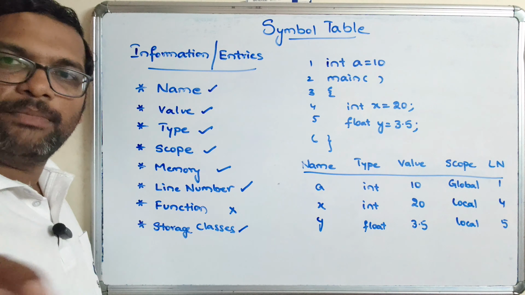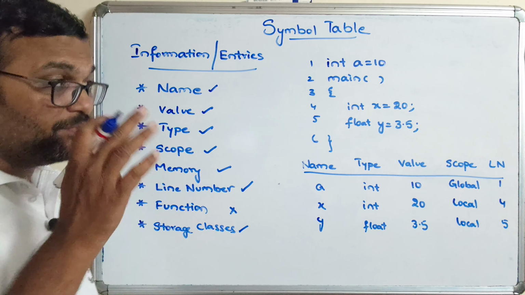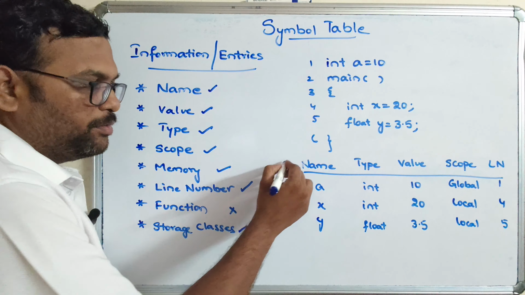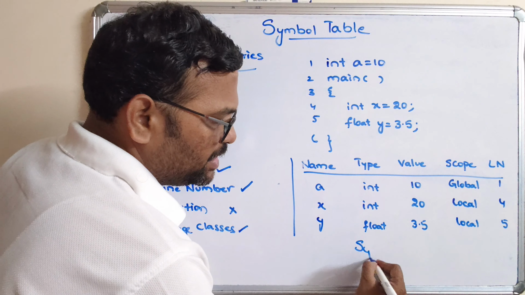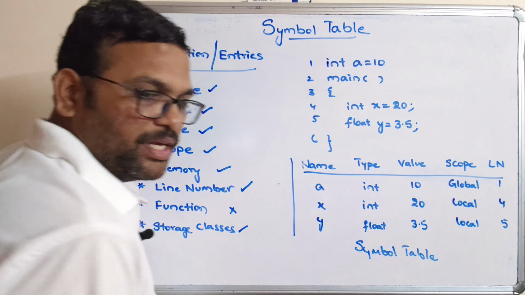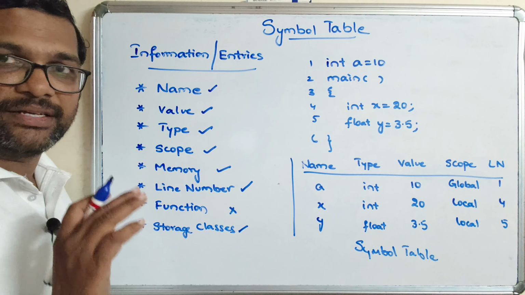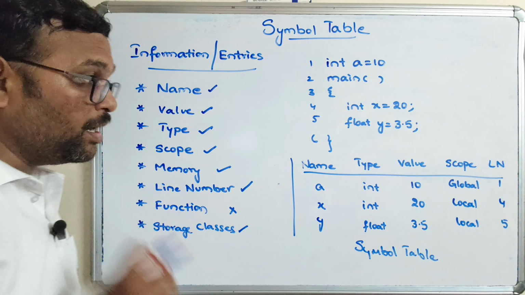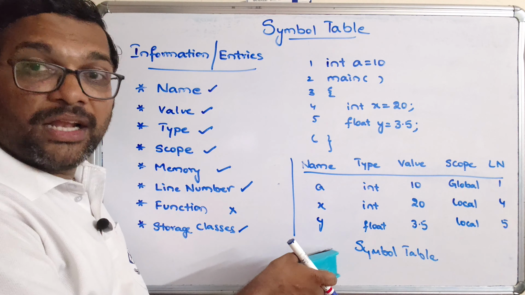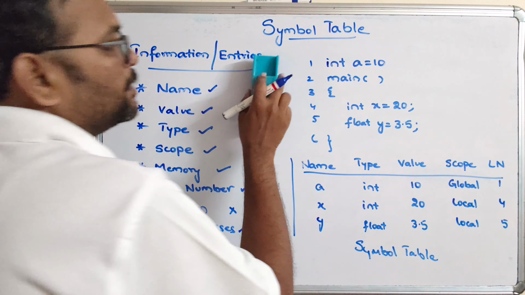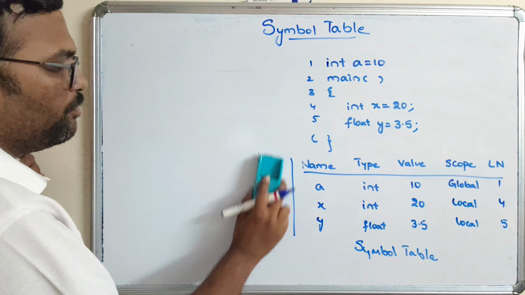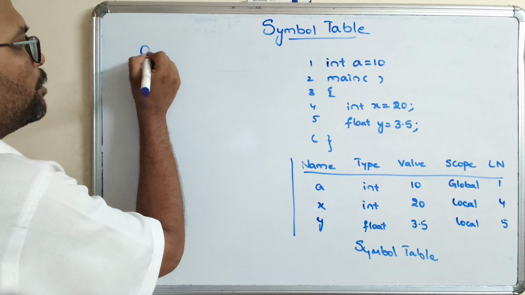Like this, the information about the identifiers will be stored in this storage, in this symbol table. So this is called a symbol table. Here the symbols are the identifiers. Now, what operations can be performed on this particular symbol table?